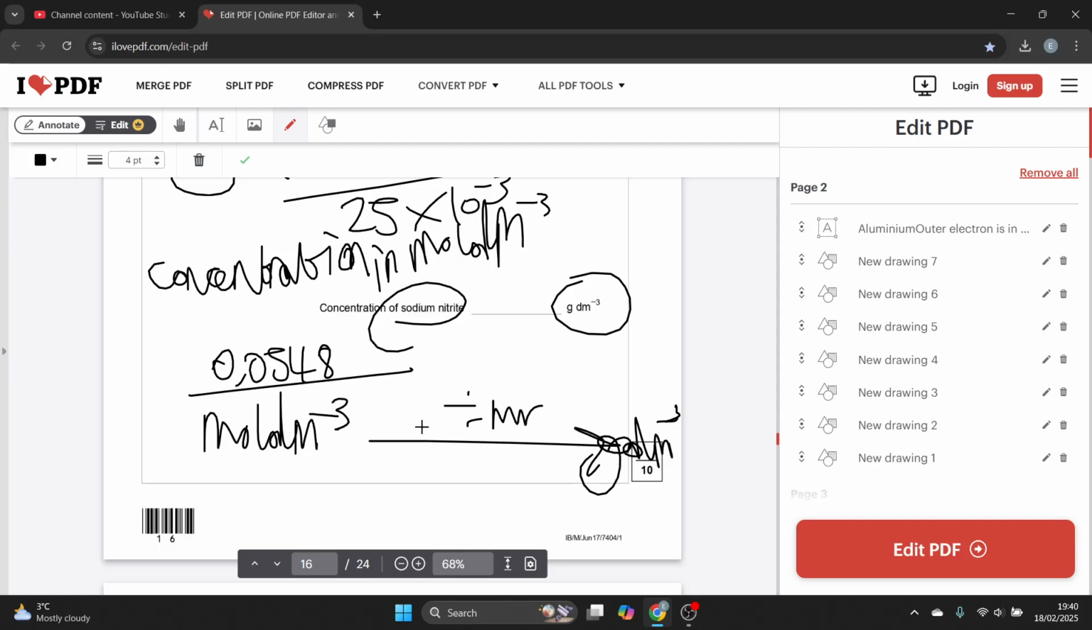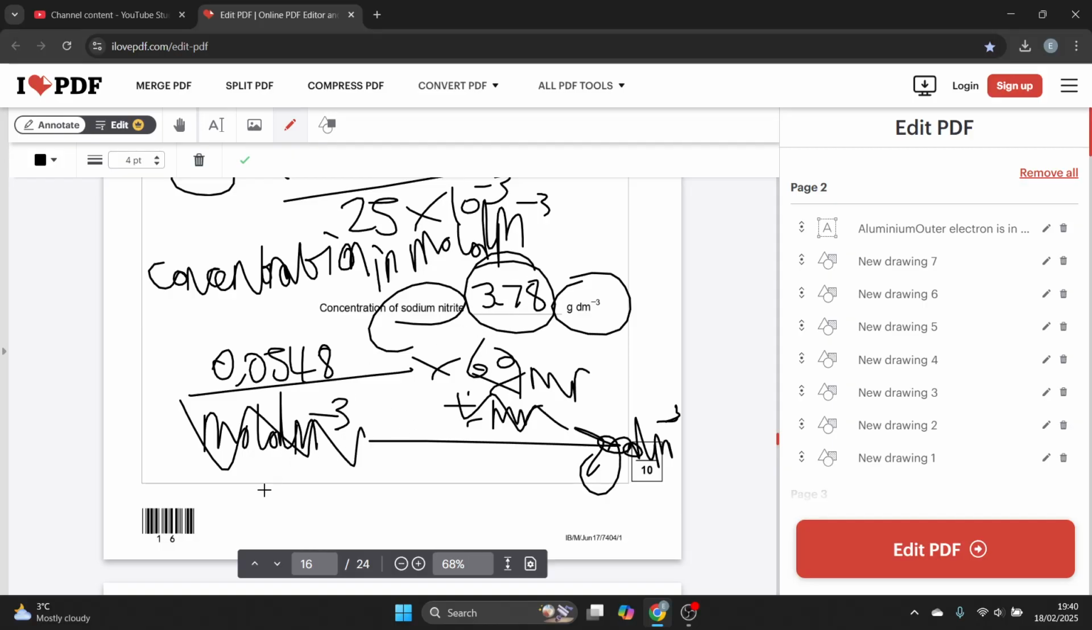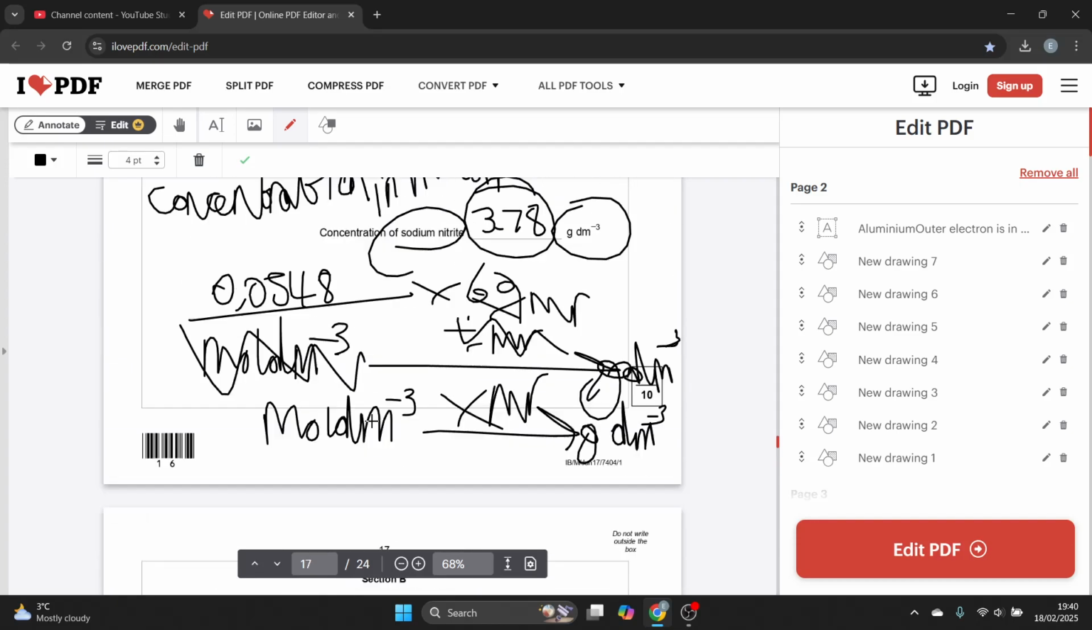No, sorry. If I want to convert from moles per dm cubed into grams per dm cubed, I don't divide by the Mr, I times by the Mr. So then I'm timesing by 23 plus 14 plus 16 plus 16, which is 69. So 0.0548 times by 69, and I get 3.78 grams per dm cubed. That was a major mistake. Moles per dm cubed to grams per dm cubed, times by the Mr. And that is the end of section A.